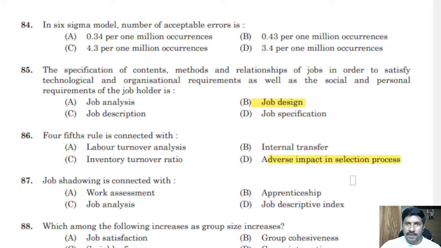So these questions are from nursing management. Then 87th question, job shadowing is connected with. Job shadowing is connected with apprenticeship.